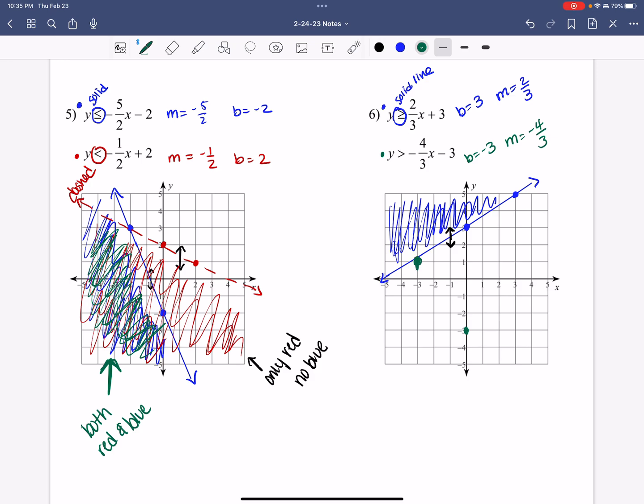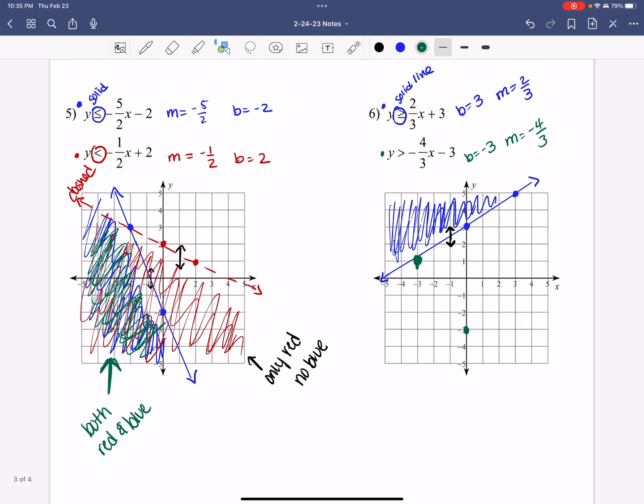Okay, so it'll be right here, and this will be right here. Okay, so now I'm going to go ahead and draw my line. Okay, and this is going to be right here, and this is going to be right here. Oh, I made an error.